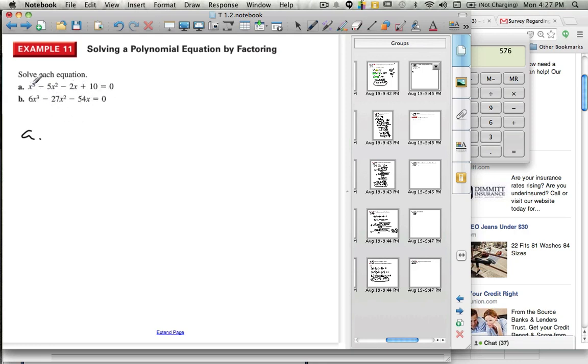When I first look at it, I'm looking, is there something I can factor out of all the terms? No, nothing common to all four terms. Then the next thing I would look at would be special patterns. Well, the first term is a perfect cube, but the last term is not. So I know it won't fit any special patterns. So the next thing I do is I would go to grouping.